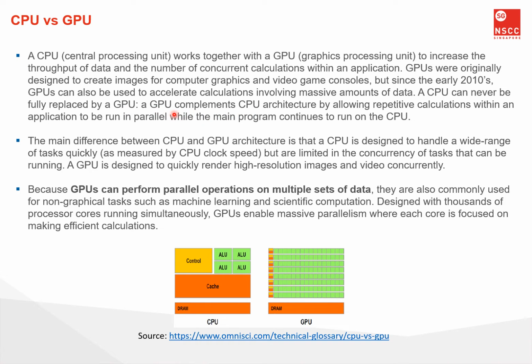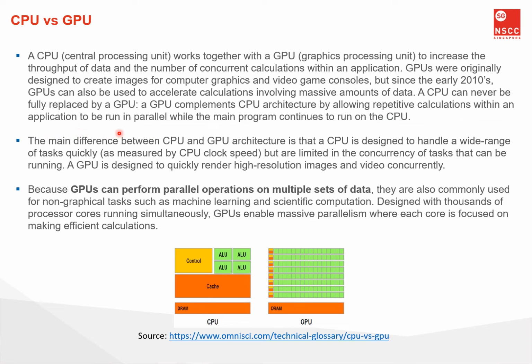And in fact, if you try to replace the CPU with a GPU, you'll find that the GPU would not be able to work as fast as the CPU when it tries to do general purpose tasks. Okay, so a GPU only merely complements the CPU architecture by allowing certain repetitive calculations within the application to be run in parallel and also to run very fast, within the GPU pipeline, while the main program, the main machine learning algorithm, still essentially runs on the CPU itself.